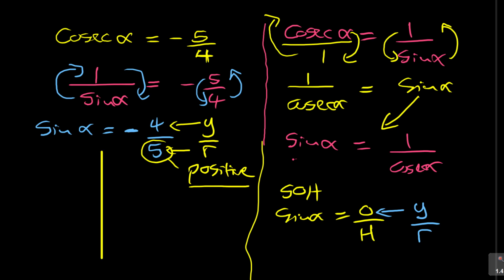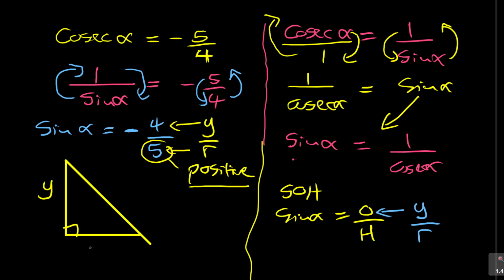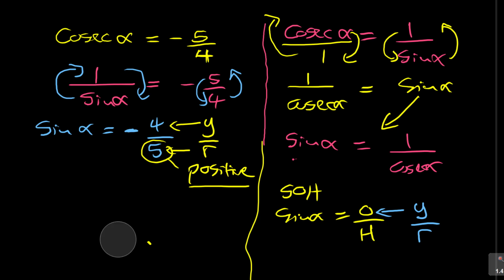Let me just draw a simple triangle like this. If you have a triangle which has x, y, and r like this, this will represent your y, this will represent your x, and this part is your r. The hypotenuse is always, remember that, always positive. So if it's always positive, then you can see that the negative sign belongs to what? Belongs to minus y, minus 4, which is the y part.